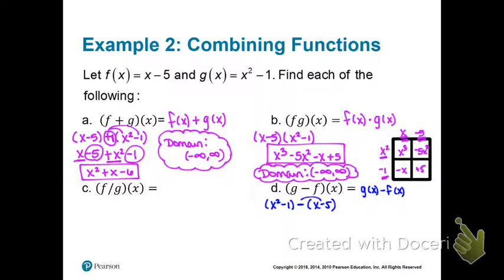Okay, so we're going to distribute the minus sign there. So remember, it's like a negative 1. So bring down your x squared minus 1. Negative 1 times x is negative x. Negative 1 times negative 5 is a positive 5. Then we combine like terms, and we write them in descending order. So our largest is x squared. Then we have a minus x. And then we have the like terms of negative 1 plus 5, which is positive 4.